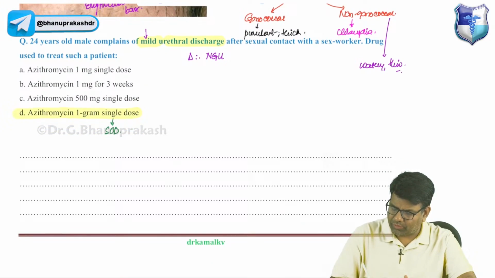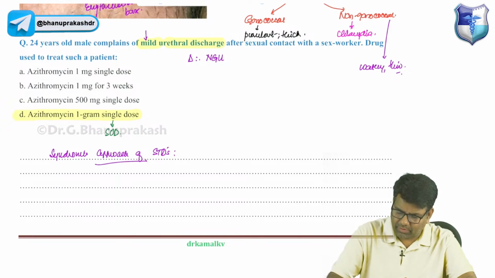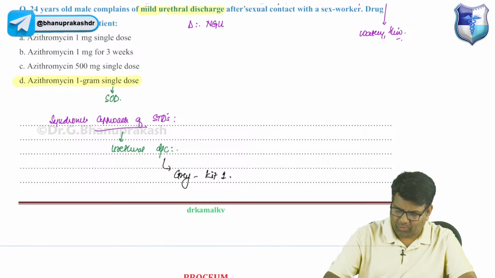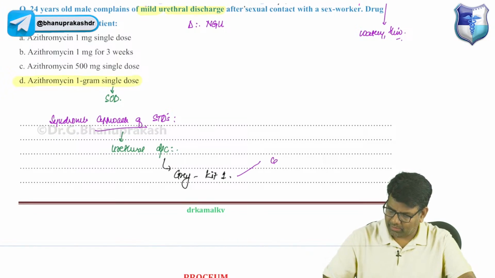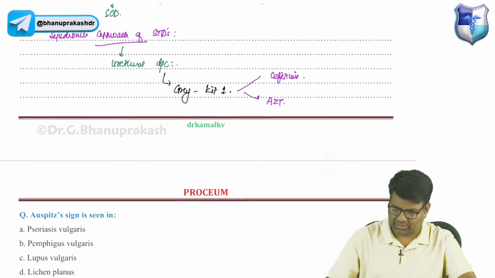I think all of you must be knowing what kit we give for urethral discharge in the syndromic approach of STIs. What kit? Yes, gray kit 1. Very good. Gray kit 1. And what drugs does it contain? Yeah. So this is for urethral discharge.